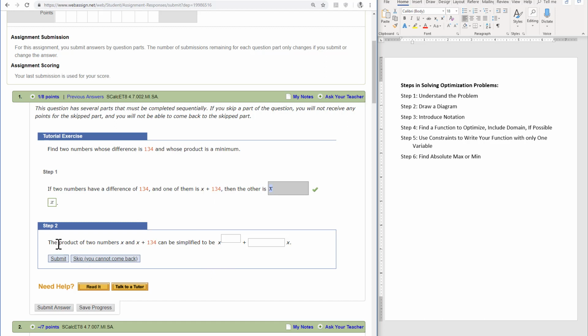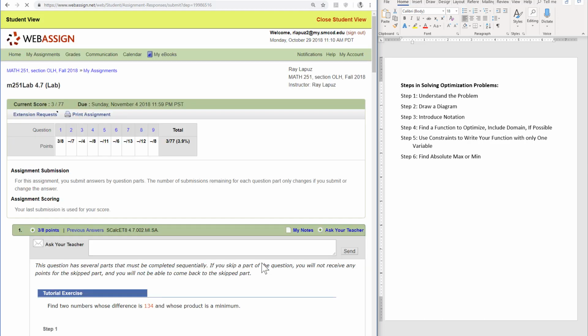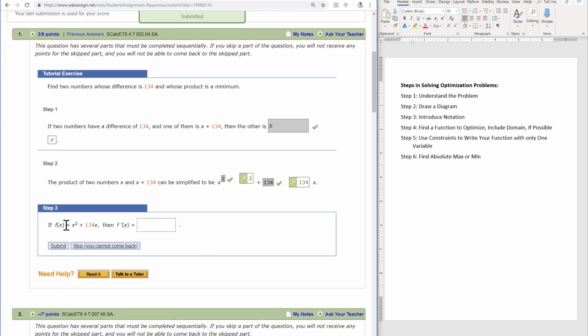That would have given me the same thing. It says here the product of the two numbers can be simplified by multiplying them. So x times x is x squared, and then x times 134 is 134 times x. So this is the function that you're going to optimize. We actually used a constraint without really identifying it, and now the function we're trying to optimize is in one variable, so now we just find the absolute max and min.